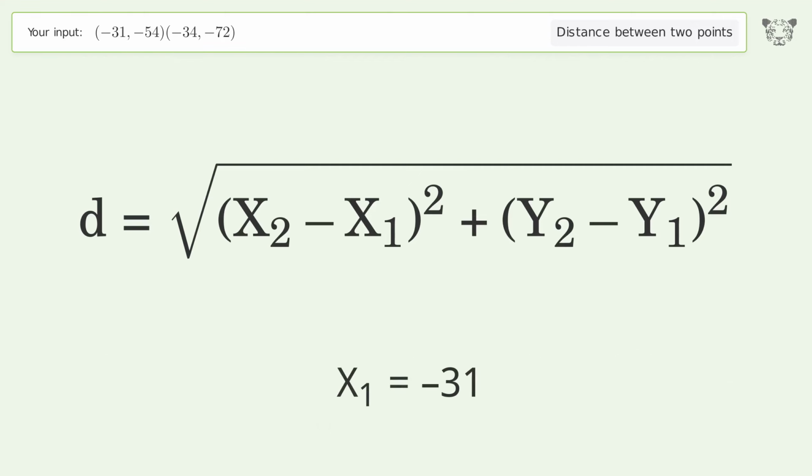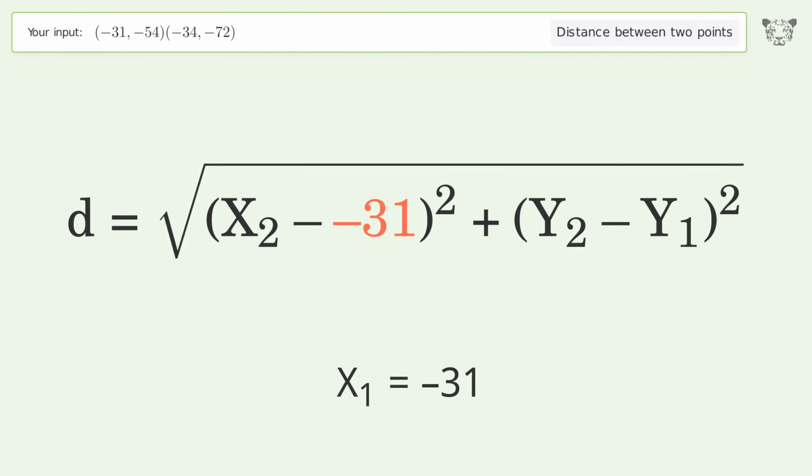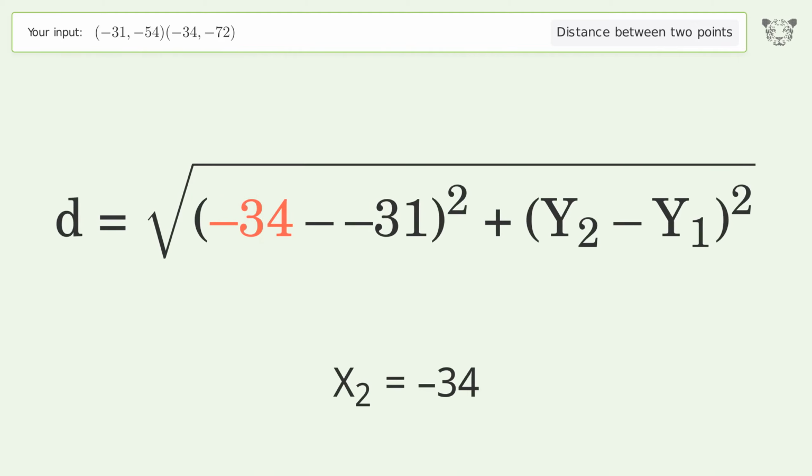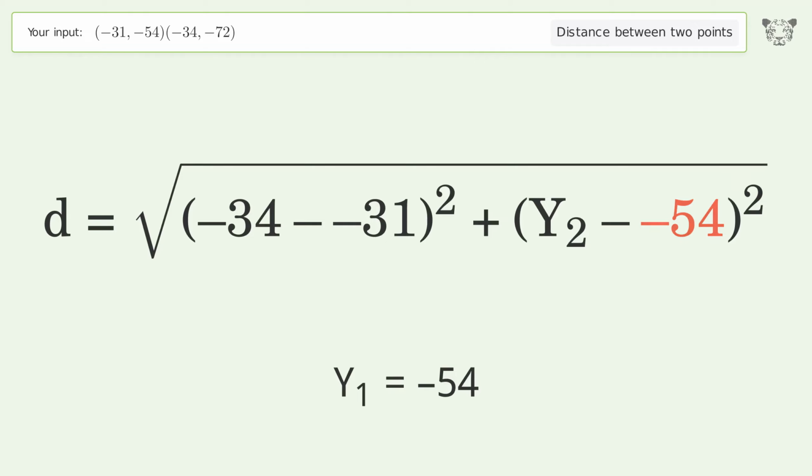x1 equals -31. x2 equals -34. y1 equals -54. y2 equals -72.